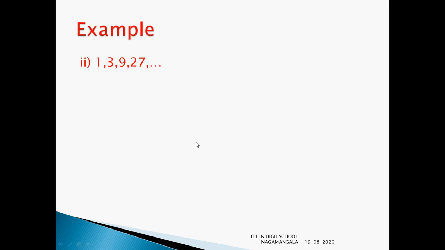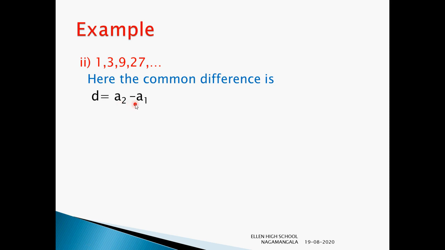See, one more example is there. 1, 3, 9, 27. Here we have to find the common difference. The first term is 1, the second term is 3, the third term is 9, the fourth term is 27. The common difference D is equal to A2 minus A1. That means second term minus first term. Here the second term is 3, the first term is 1. So 3 minus 1 is 2. We are getting common difference 2.